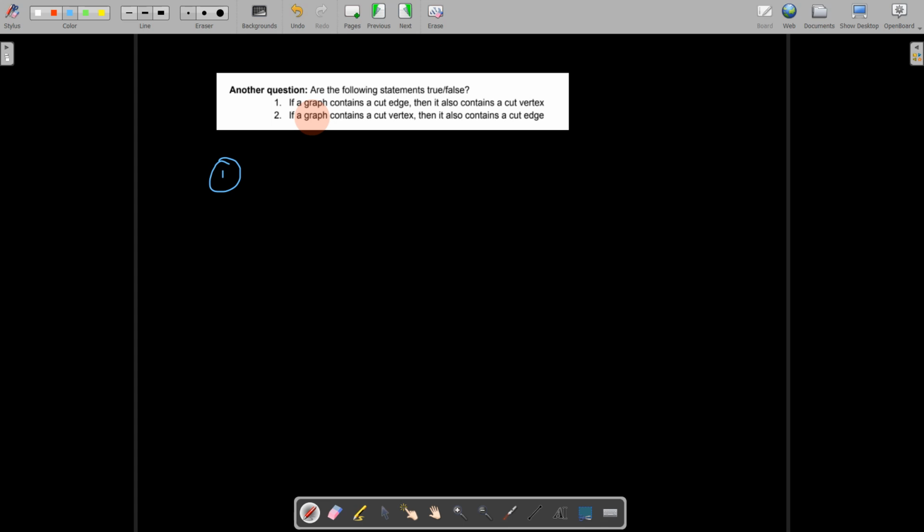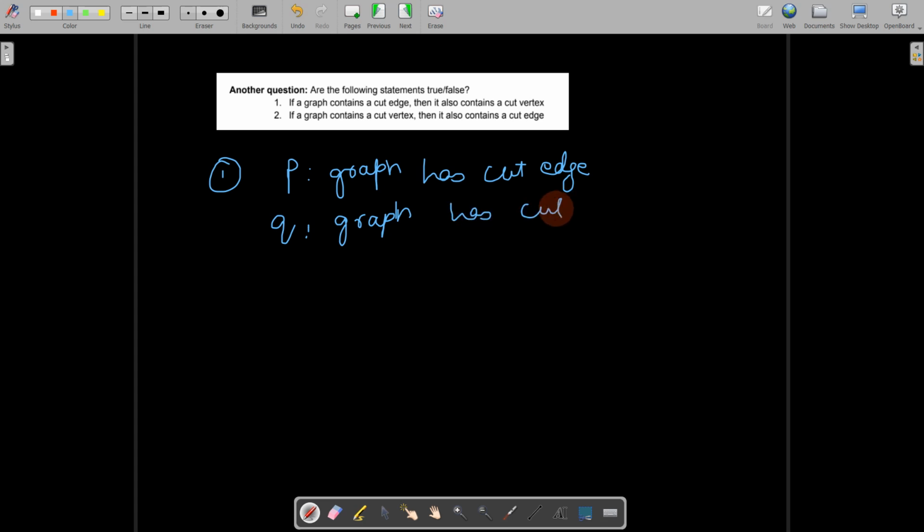First we will make the statements. Let P represent that the graph has a cut edge, and Q represent that the graph has a cut vertex. These are our statements, and let us see how we can represent statement number 1.